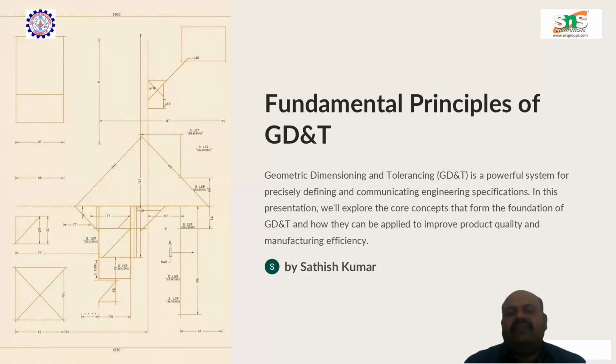Today, we have an interesting topic, Fundamental Principles of GD&T. Normally, GD&T is abbreviated as Geometric Dimensioning and Tolerancing. It is a powerful system for precisely defining and communicating engineering specifications. In this presentation, we will explore the core concepts that form the foundation of GD&T and how they can be applied to improve product quality and manufacturing efficiency.